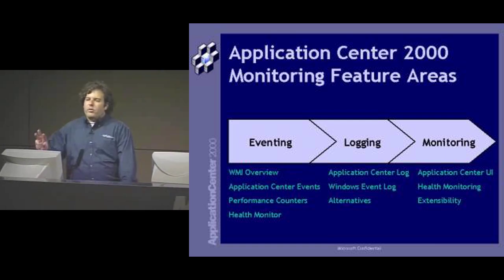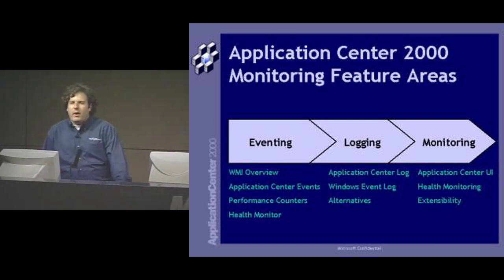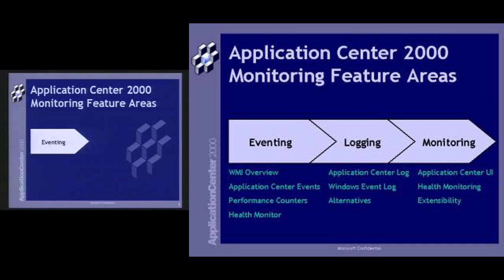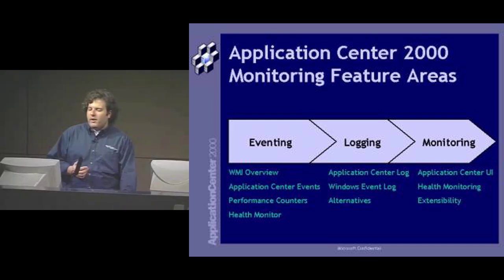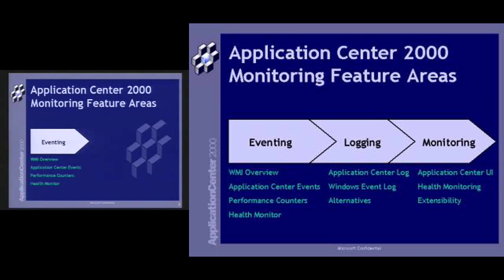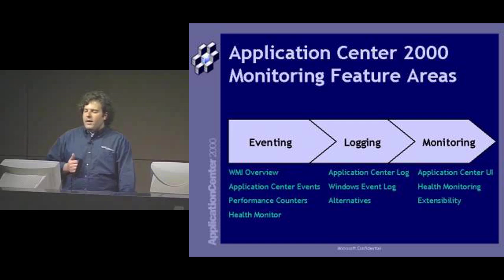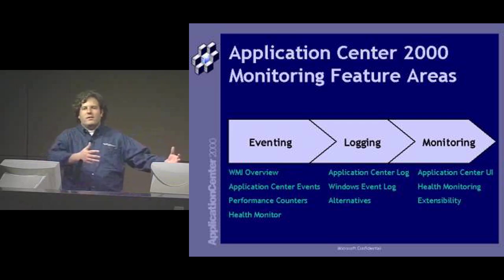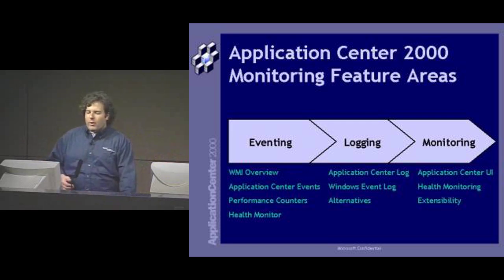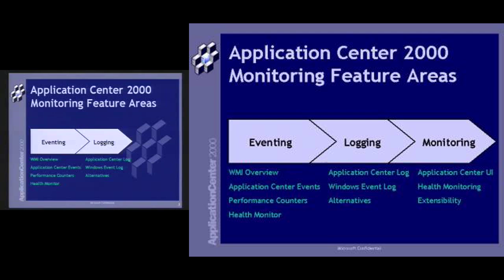There are three main areas in the monitoring feature group. The first is eventing, the system information that we generate, and here we'll talk about WMI, application center events, performance counters that we log, and health monitoring. Second, we'll talk about once the events are generated, how do we store them. We'll talk about the AppCenter log, how we use the Windows log, and alternatives.